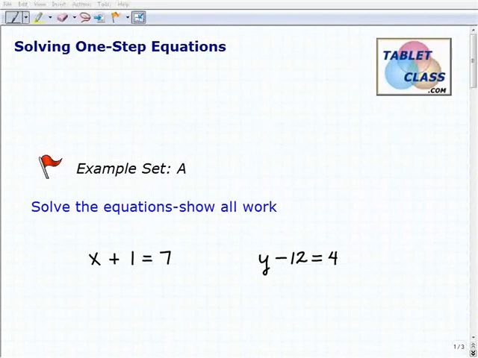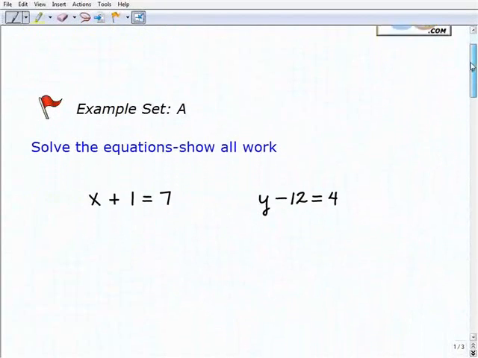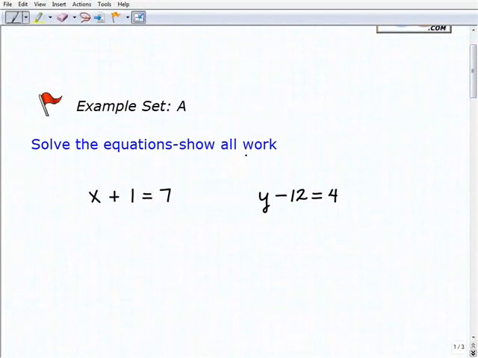This is our first example set A. And of course, I hope you had a chance to watch the lesson video. It's important that you understand the concepts we discussed there, namely inverse operations and how to use them. So let's go ahead and solve these one-step equations. And in algebra or anything you do in math, you always want to show all your work.